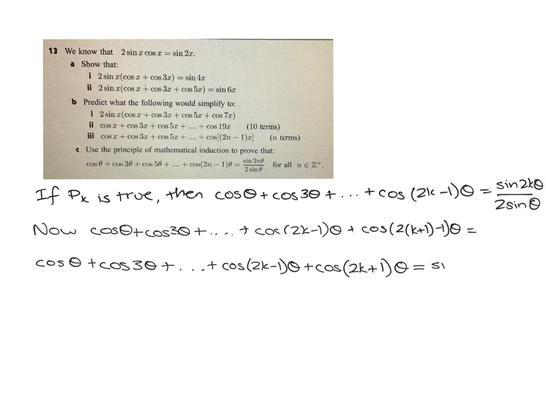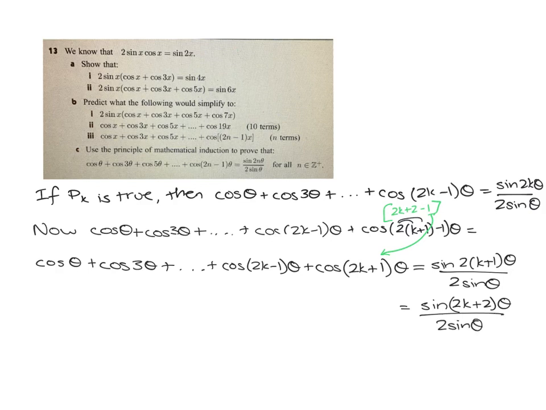And then that's going to become sine (2k plus 1) theta on 2 sine theta. So then this is going to become, that's how we get it from that to that. Okay, let's simplify that right hand side a little bit. What could we write that as? Sine (2k plus 2) theta over 2 sine theta.